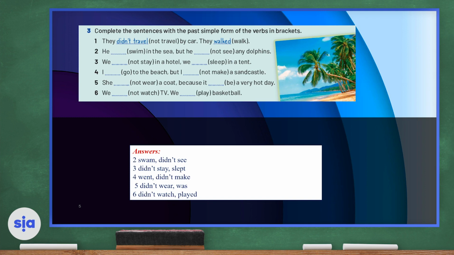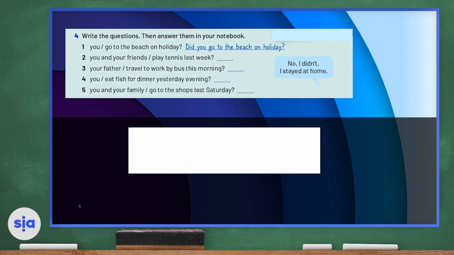So when do we use the past simple form of the verbs? Please write down in your notebooks when we use them. And you can re-practice if you need to. Now let's go to exercise 4. Write the questions, then answer them in your notebook. The first one is done for us. You go to the beach on holiday. If we turn this expression into a question, we would say, did you go to the beach on holiday?